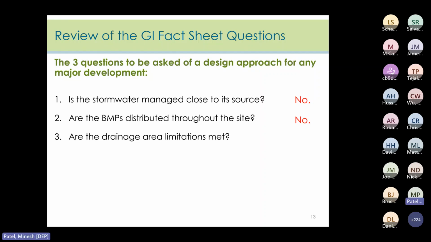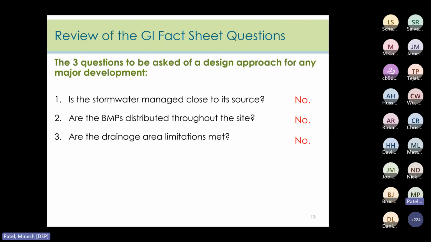And number 3, are the drainage area limitations met? It didn't look like basins 2 and 3 infiltrated the water quality design storm and were instead discharging downstream during the water quality design storm. So the answer here likely is going to be no.